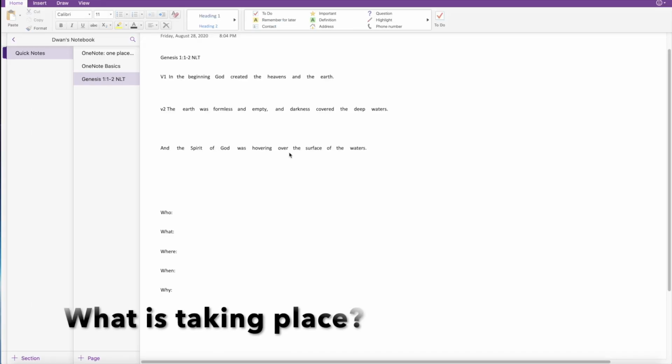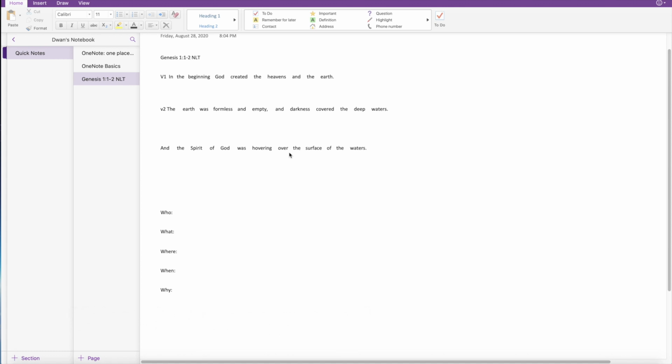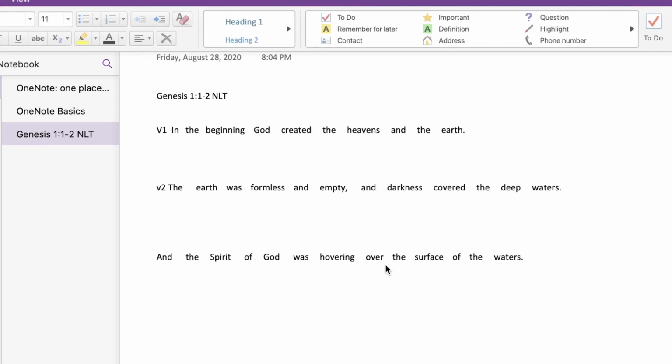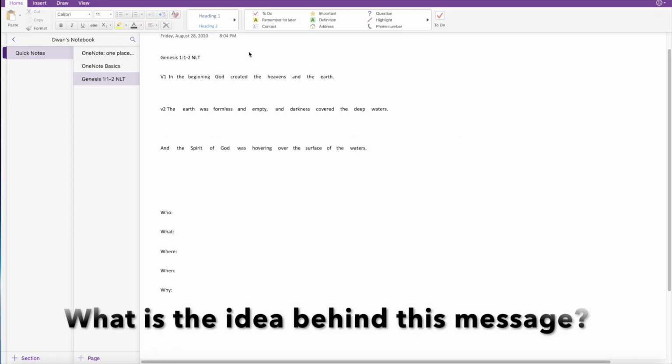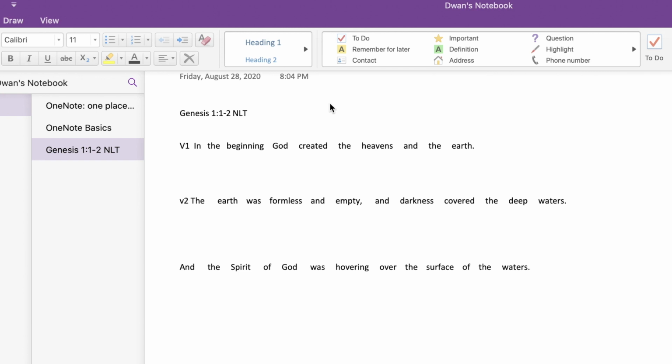Next question would be, what is taking place? So if we look at the text again, we see that God created the heavens and He created the earth. And so what is the idea behind this message? It's telling us specifically who created the heavens and the earth, which was God.